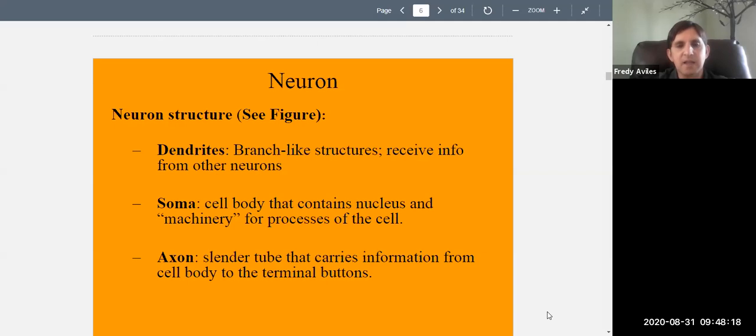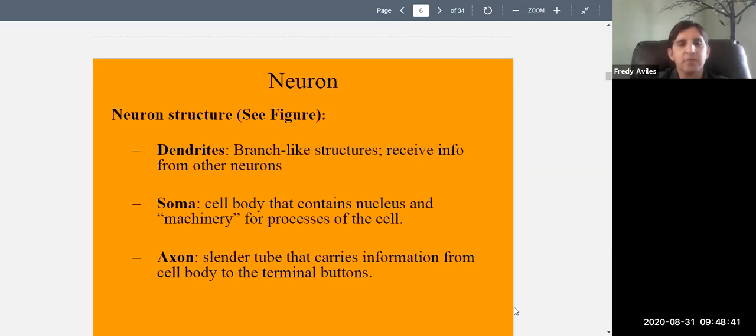And then we have the soma. The soma is that thing that looks round, that actually looks like an actual cell. That's the cell body. It contains the nucleus and all the other stuff, the so-called machinery for the processes of the cell. So it will contain the ribosome, the Golgi apparatus, all that other stuff that allows the cell to do what it does. And it also contains, like I said, the nucleus with the genetic information.